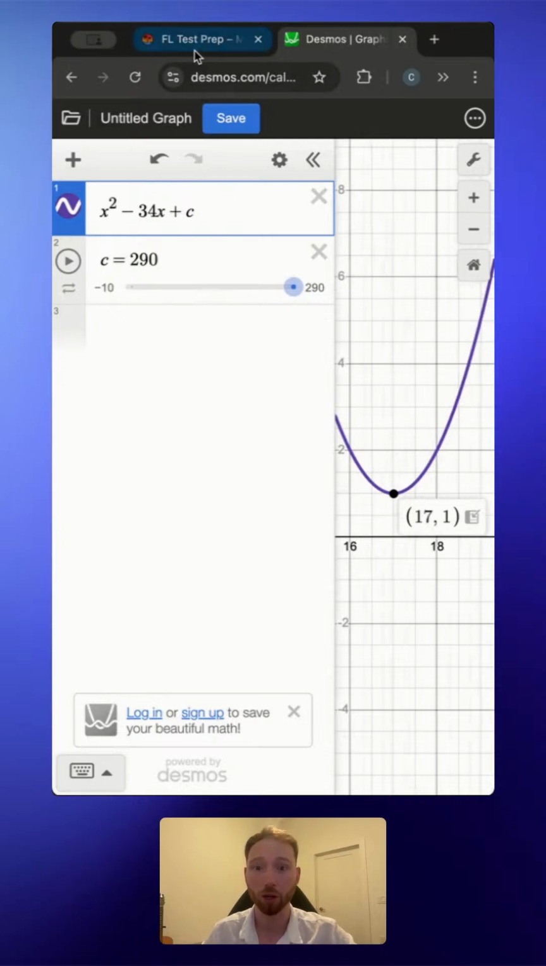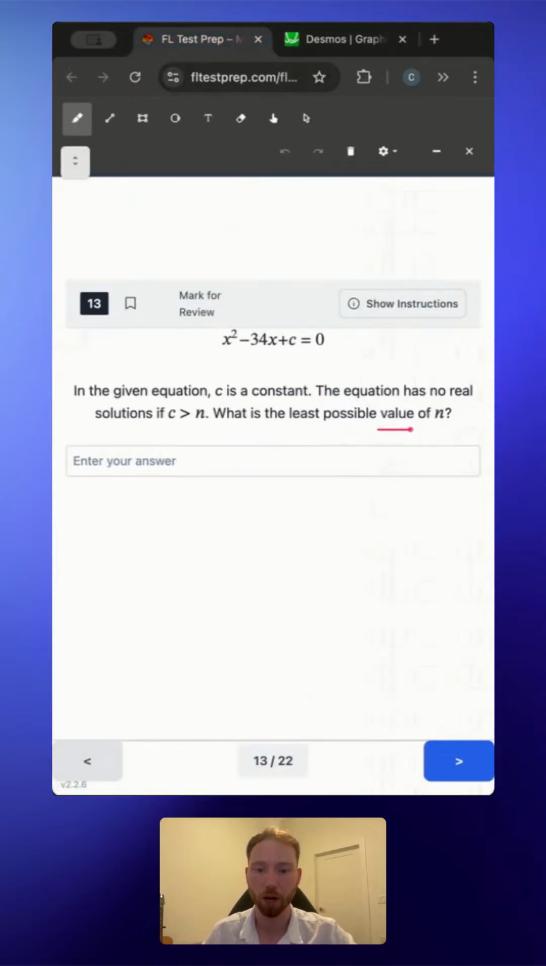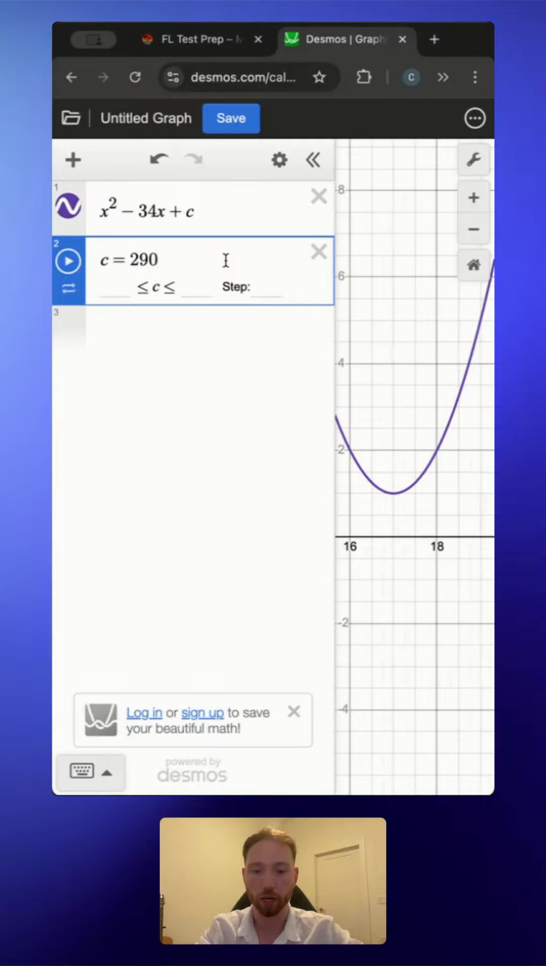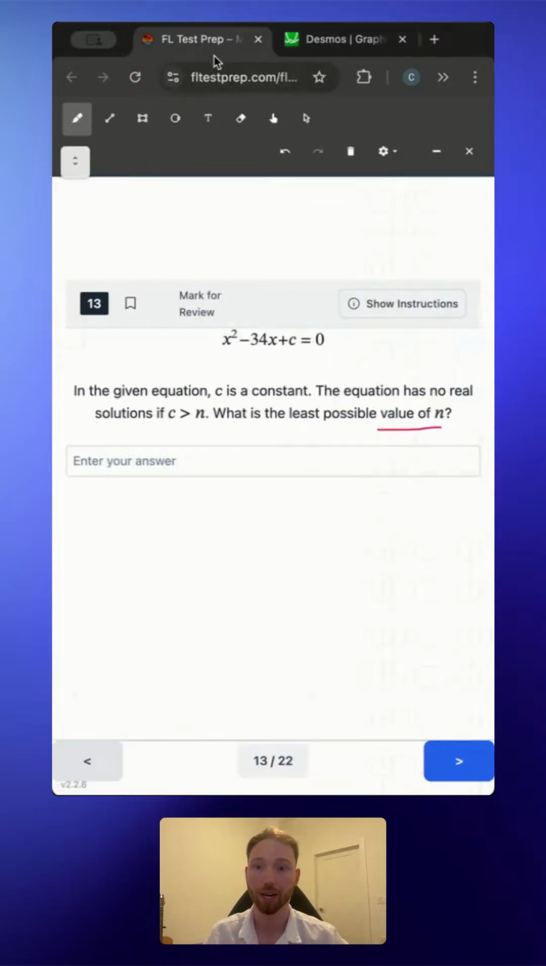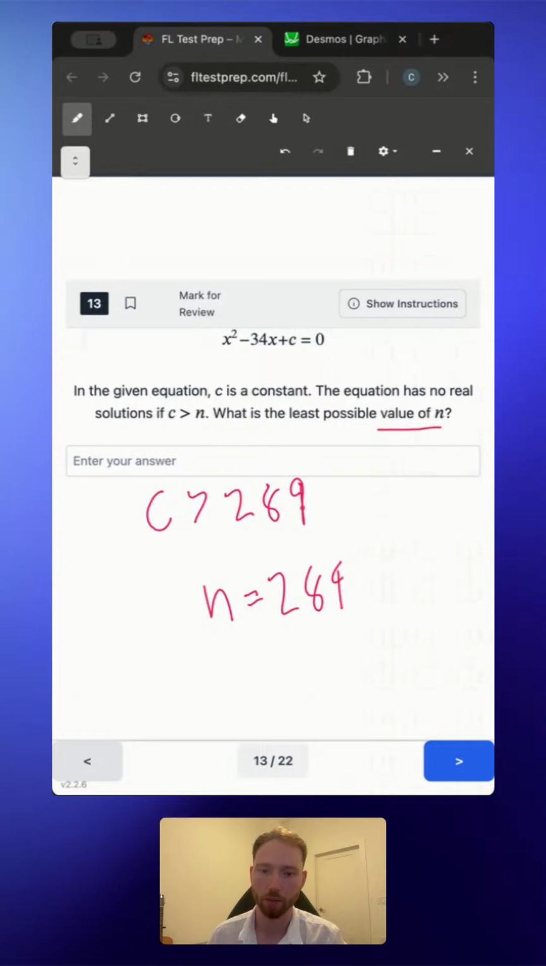But remember, I'm not looking for C. I'm looking for the least possible value of n. And n is the last number when C has a solution. So when I put in 289, I can see that there's one solution. This is the last number that C could possibly be before it has no solutions. So therefore, that is going to be the solution here. As long as C is greater than 289, there will be no solutions. So that means n equals 289. That is the correct answer for this question.